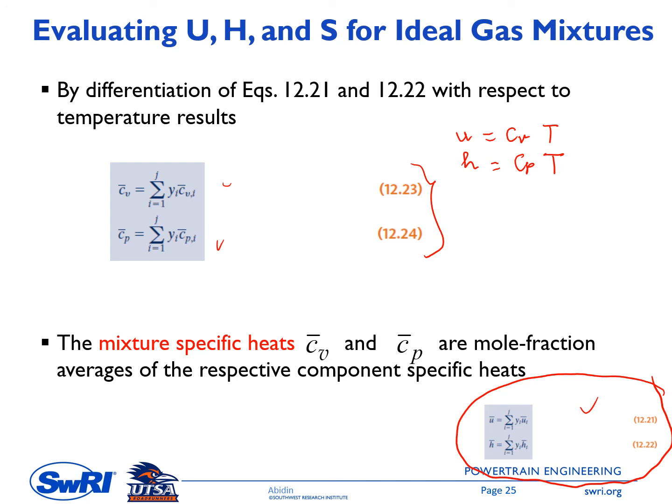And similarly, if we differentiate equation 12.22, which is for the enthalpy, you will get equation 12.24. You can see here that Cp of the mixture is the sum of yi times Cpi, where i is from 1 through j. So the mixture specific heats Cv and Cp are mole fraction averages of the respective component specific heats. Once again, equation 12.23 and 12.24.